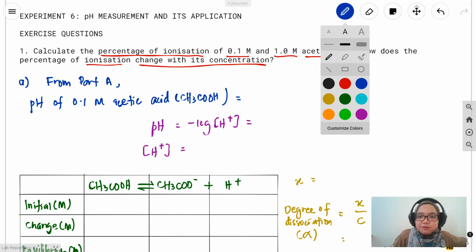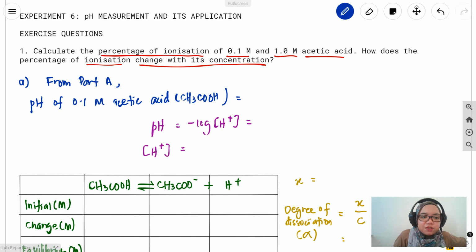If we look at part A, the pH of 0.1 molar acetic acid, CH3COOH, this is where you got your pH in your part A experiment. I have given you the table consisting of the pH measurements for part A. From part A, the pH for 0.1 molar acetic acid is 3. As you know, pH is equal to negative log H plus. So H plus is equal to, it's 3, right?